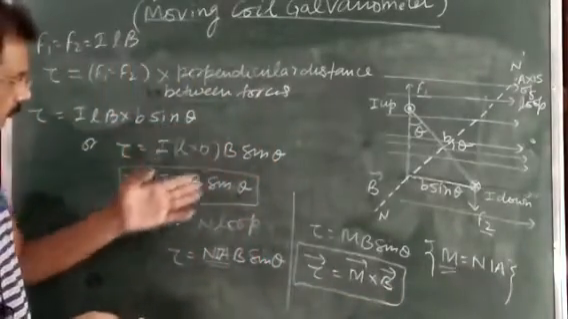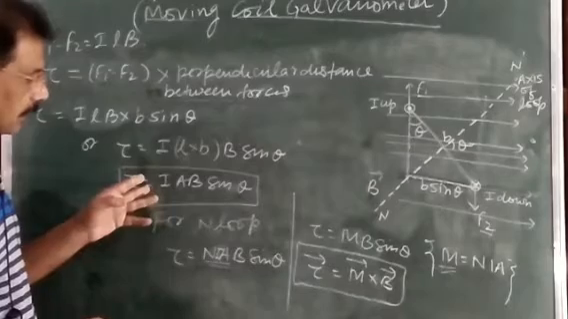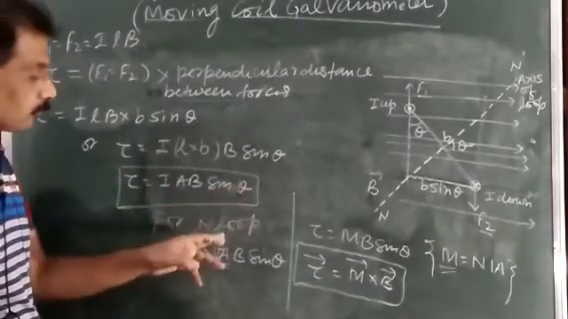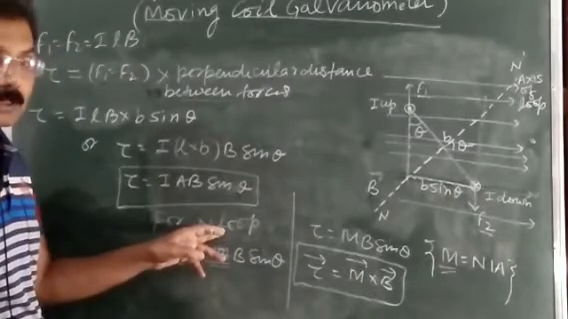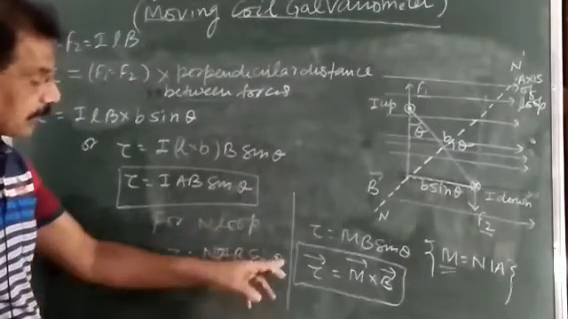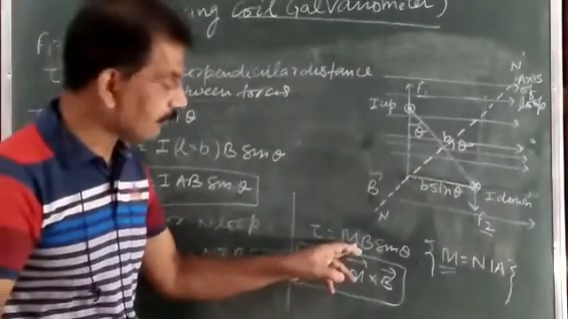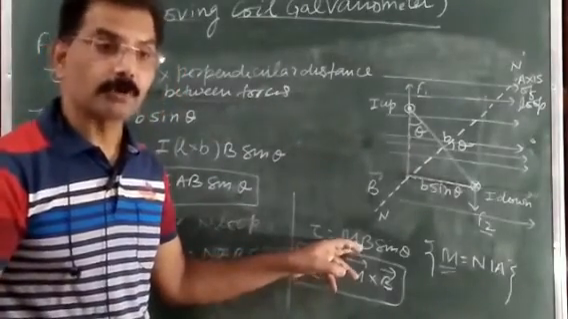So remember this formula here. The torque acting on a current carrying loop in a uniform magnetic field: tau is equal to IAB sine theta. If the coil contains n loops, then NIAB sine theta. And in place of NIA, you can also write M, where M is called the magnetic moment here.